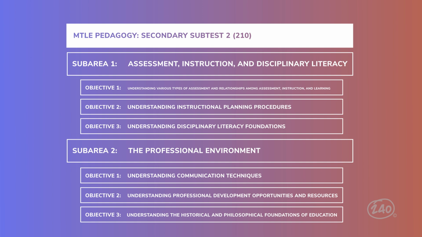You're almost there. Ready to finish up with professional roles and responsibilities? Let's go. Our last concept is understanding the historical and philosophical foundations of education, the rights and responsibilities of students, parents, guardians, and educators, and legal and ethical guidelines for educators in Minnesota. This objective is all about ethics and responsibility.